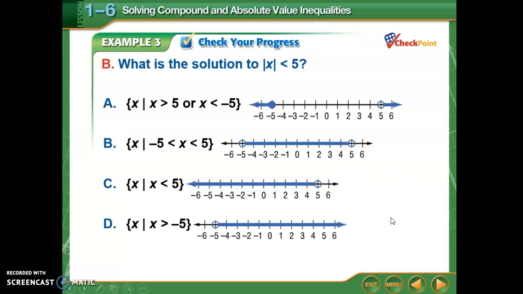Alright, another example. What is the solution to |x| < 5? Okay, so what are the possible numbers less than 5? So that would be 4, 3, 2, 1, 0. What else? As well as numbers greater than -5. Okay, so -5 < x < 5.